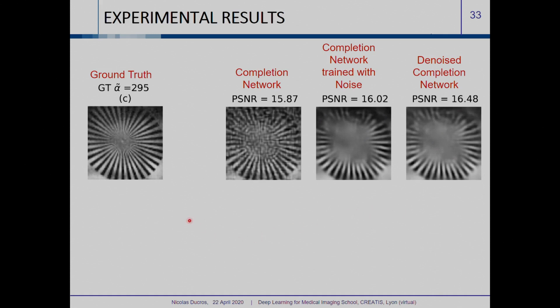Last result here, the so-called star sector. Ground truth image is here, completion network here, completion network trained with noise is here, and denoise completion network is here. So here again, the best result is obtained with the denoise completion network, meaning the network with both the completion stage and the denoised stage.